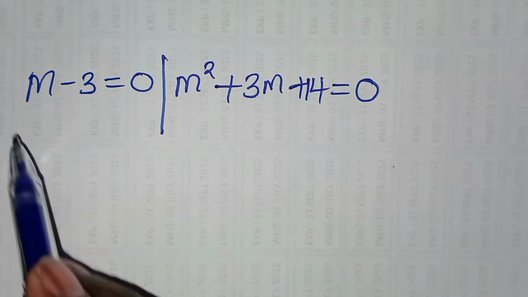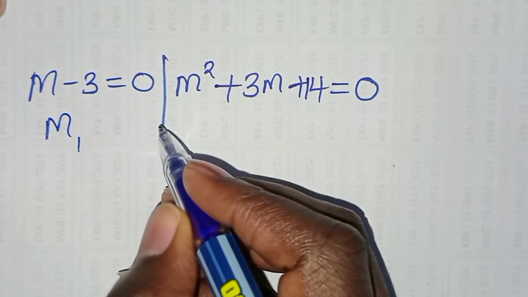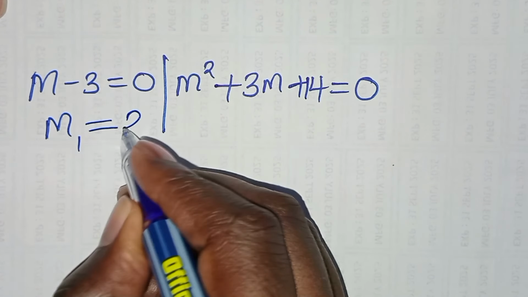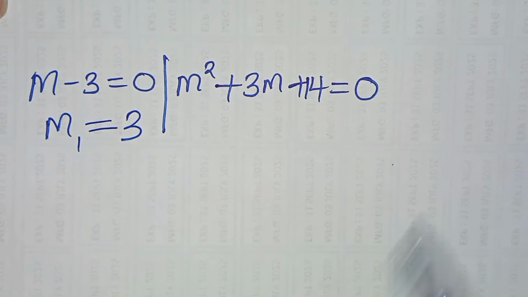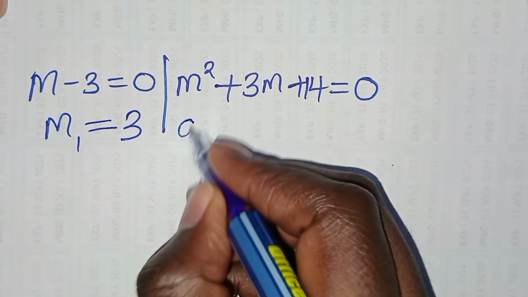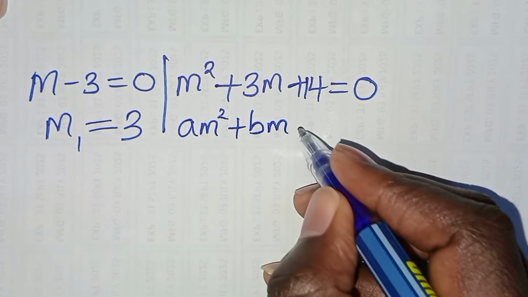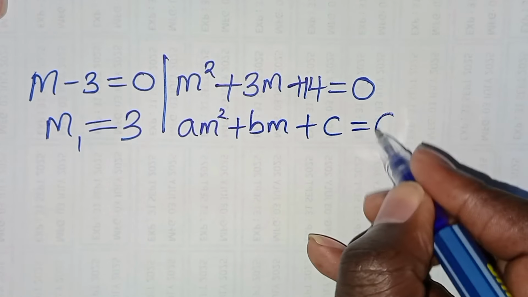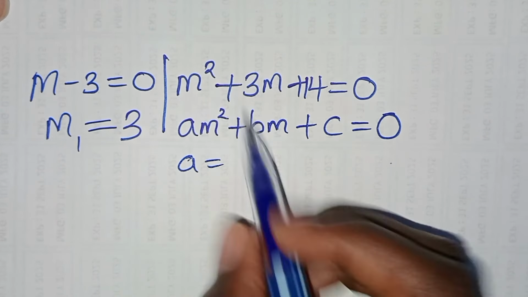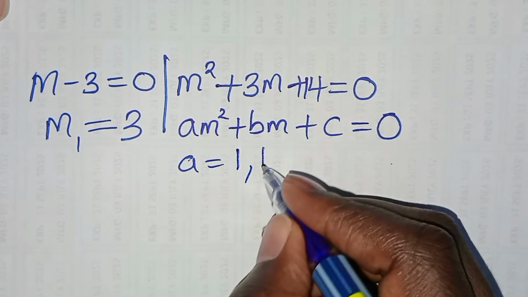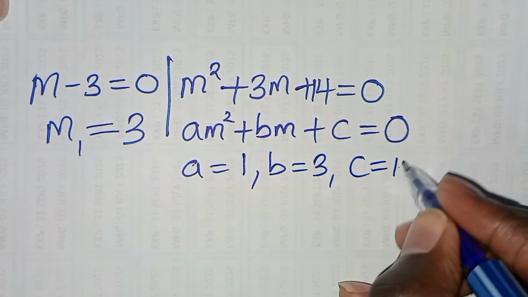Now here we have two parts. The first part here, the first value of m, we have m1. This is equal to 3. Let's solve for the other values of m in this quadratic equation, which is in the form of am squared plus bm plus c equal to 0. Now, a from this quadratic equation is 1, b is equal to 3, and c is equal to 14.